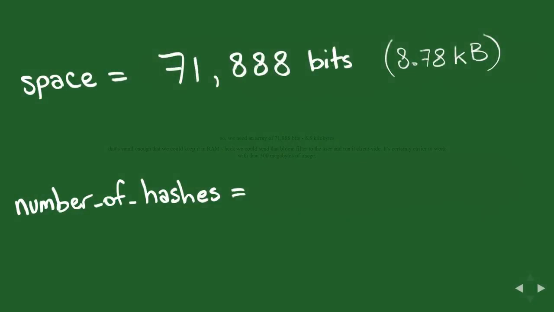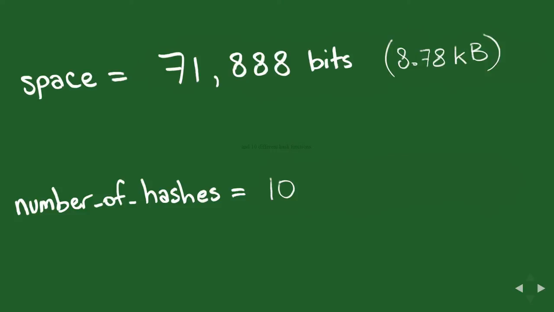So, we need an array of 71,888 bits, which is about 8.8 kilobytes. That's small enough that we could keep it in RAM. Heck, we could send that Bloom filter to the user and run it client-side. It's certainly a lot easier to work with than 500 megabytes of stored image.